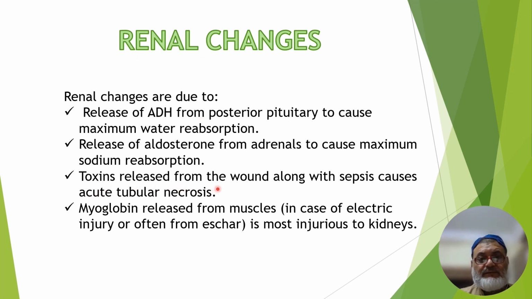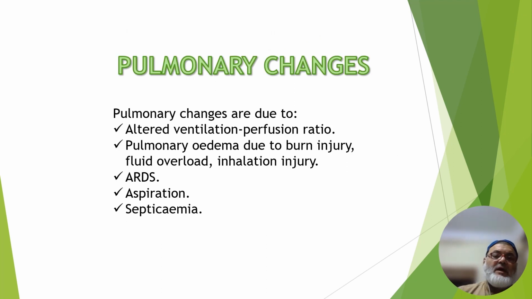Now toxins released from the wound, along with sepsis, cause acute tubular necrosis. Myoglobin released from the muscles in case of electric injury or often from eschar is most injurious to the kidney. Pulmonary changes: there will be an altered ventilation perfusion ratio, and pulmonary edema is due to the burn injury and fluid overload, inhalational injury, acute respiratory distress syndrome, aspiration, and septicemia.